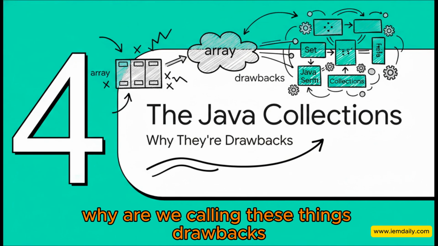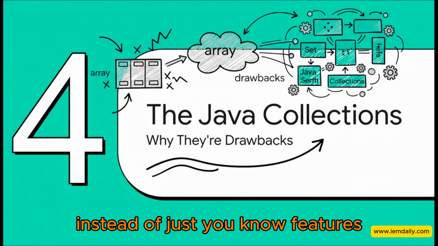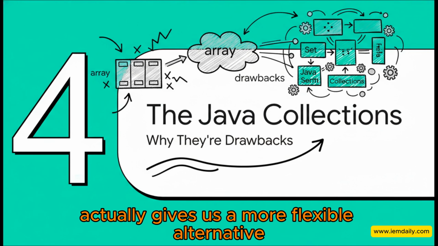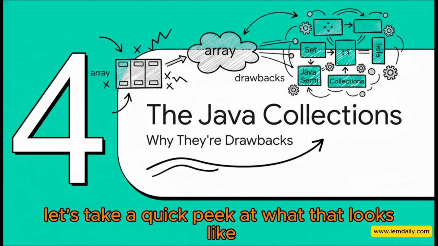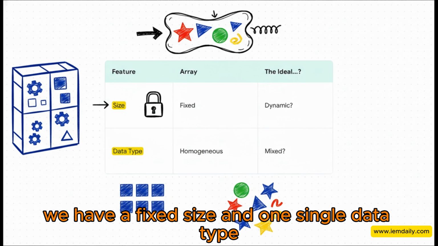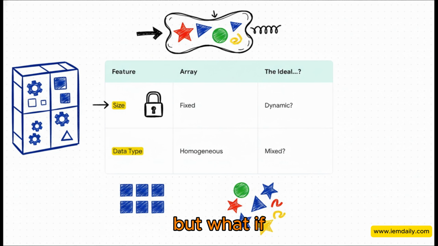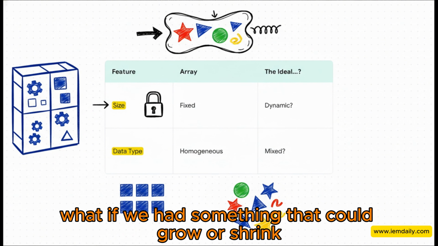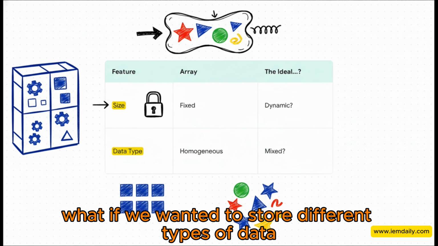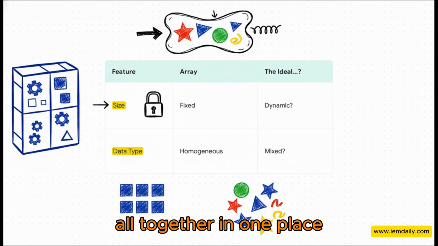So why are we calling these things drawbacks instead of just features? It's a fair question. And the reason is because Java actually gives us a more flexible alternative. Let's take a quick peek at what that looks like. Let's just imagine for a second, what would the ideal data structure be? With an array, we have a fixed size and one single data type. But what if we had something that could grow or shrink whenever we needed it to? What if we wanted to store different types of data all together in one place?